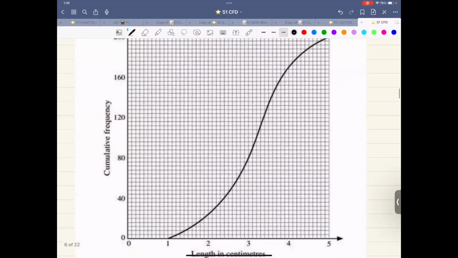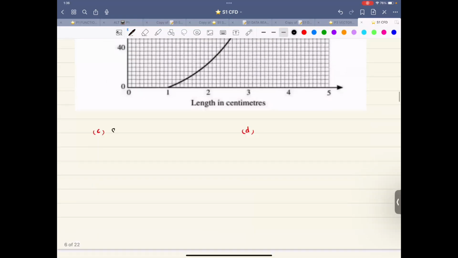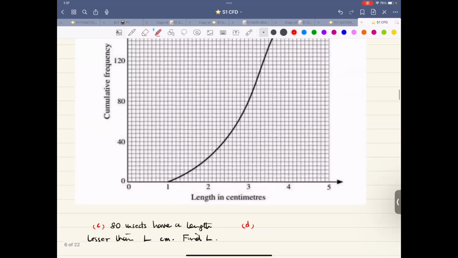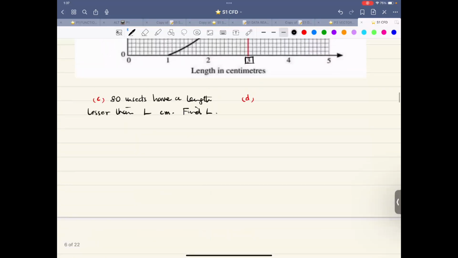Now let's say 80 insects have a length lesser than L centimeters. Find L. Now, red marker. Let's go to 80. Touch the graph. Go down. This is part C. This value is 3. So therefore, L comes out to be 3 centimeters. And this is a direct reading. Why is it direct? Because it's based upon the concept of less than.